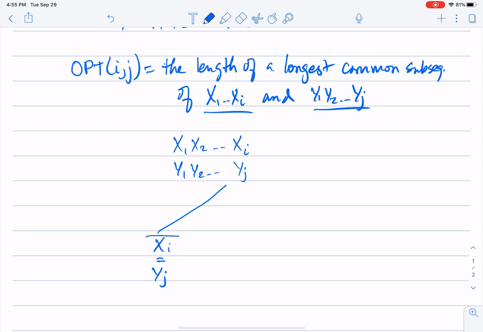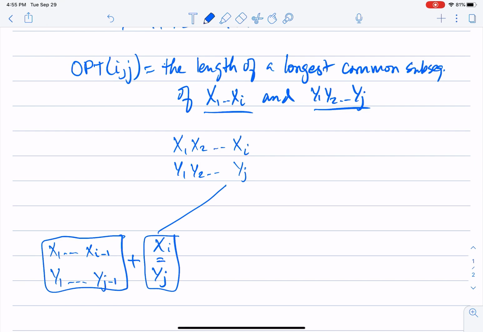If xi equals yj, they are the same letter, then I need now to look at an optimal solution from x1 to xi minus 1 and y1 to yj minus 1. So this will be opt of i minus 1, j minus 1. And since we have already one letter that is common to both of them, which is xi and yj, which is the same letter, this will be plus 1. So this is if xi and yj are taken as a common letter, and we append that to a longest common subsequence of the first i minus 1 letters in x and the first j minus 1 letters in y.